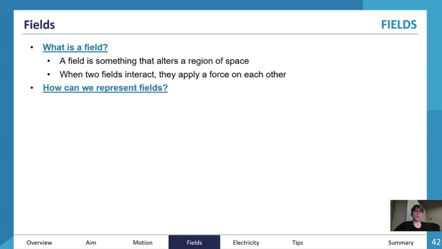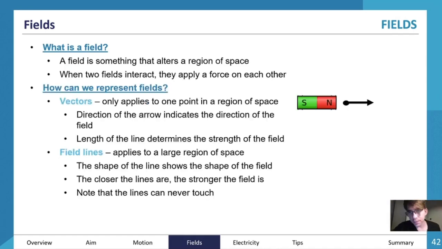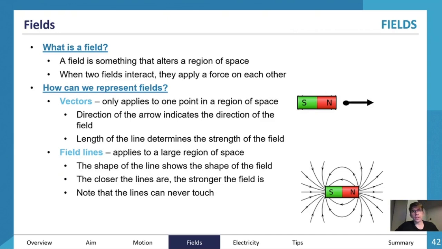So let's start with fields. So what is a field? A field is, effectively speaking, a 3D region of space. A field is something that alters a region of space. When two fields interact, they apply a force on each other. How can we represent a field? Well, we can use vectors.